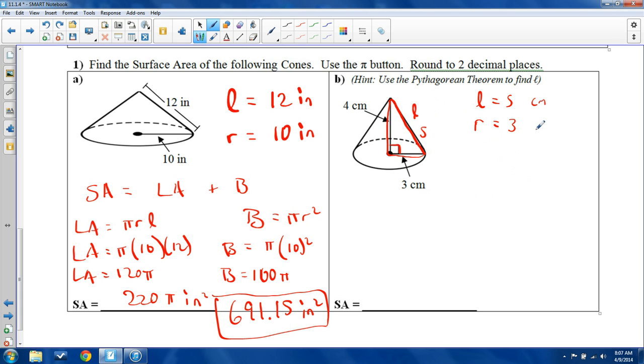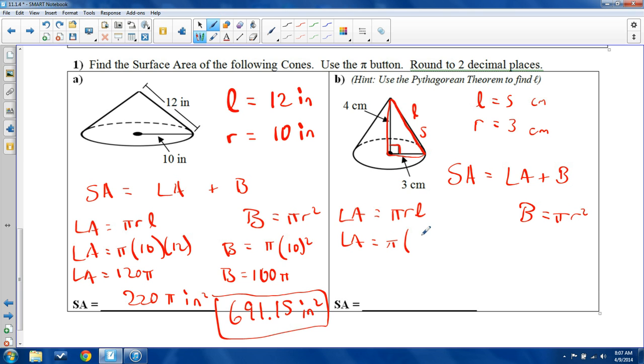These are centimeters, by the way. Your surface area is lateral area plus area of base. Lateral area is pi r L. Area of base is pi r squared. Lateral area is pi times 3 times slant height, 5. Be careful, it's not this height, it's not 4. Area of base is pi times 3 squared. 3 times 5 is 15 pi. I'm sort of sounding like a robot here. And base is 9 pi.